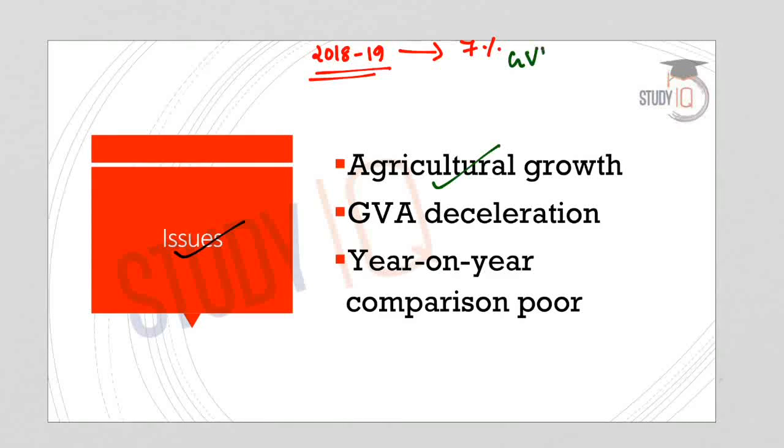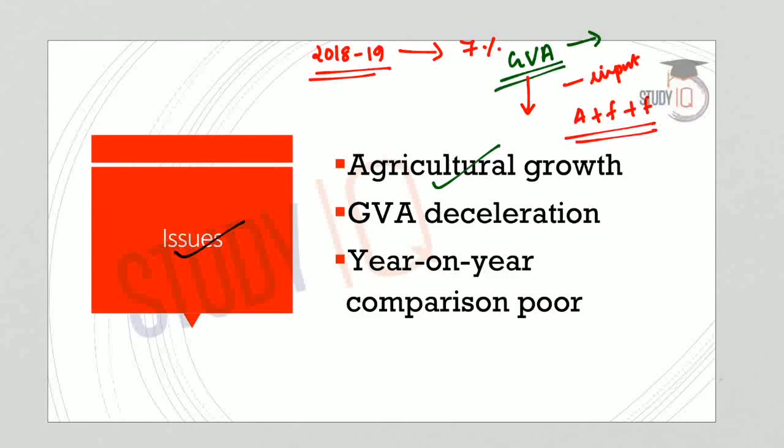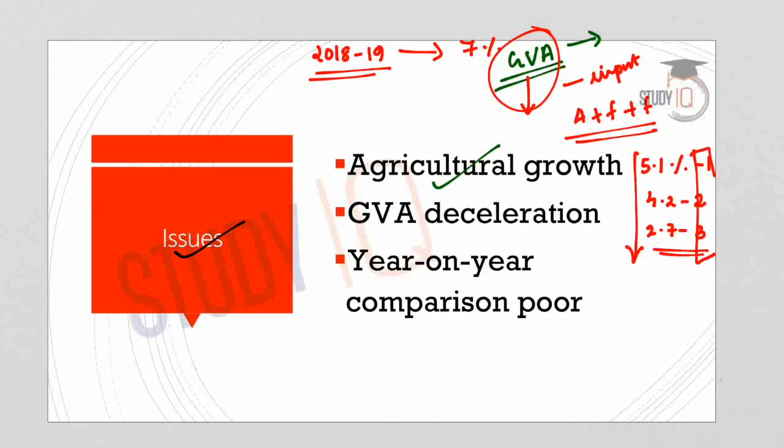We have already discussed what GVA is. GVA is gross value added. It is the final output minus input. GVA in the agricultural sector, that is the primary sector, which includes agriculture plus forestry plus fishing, decelerated from 5.1% in the first quarter to 4.2% in the second quarter and 2.7% in the third quarter. So in the three quarters, there is a continuous deceleration of the gross value added of the agricultural sector or the primary sector.